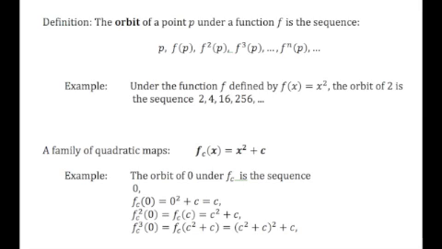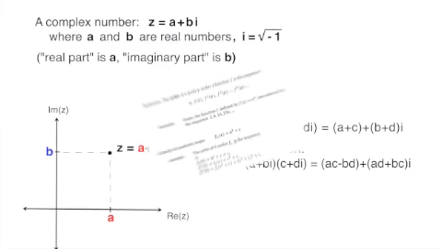The Mandelbrot set is defined in terms of a particular family of maps. For each number c, we define a map or function, f sub c, defined by f sub c of x is x squared plus c. Thus, for example, if we wish to compute the orbit of 0 under f sub c, it is the sequence 0, then f sub c of 0, which is c, and then f sub c of c, which is c squared plus c, and so on.